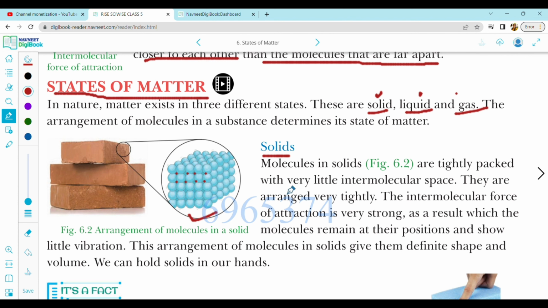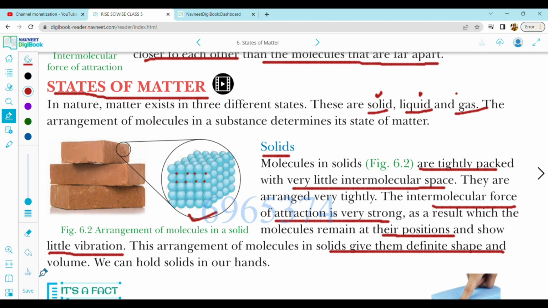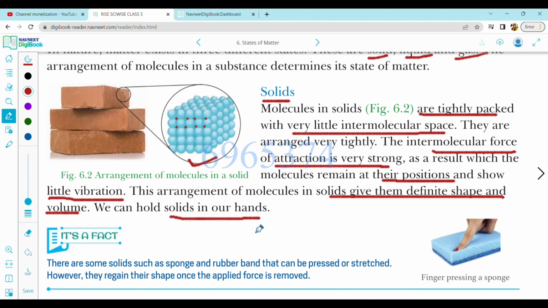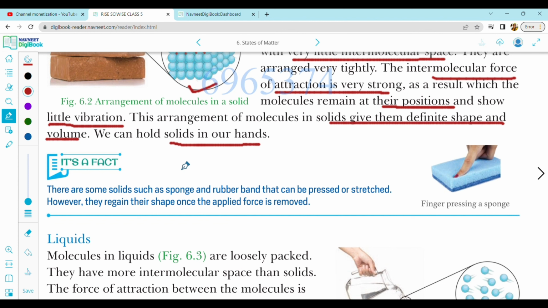ठीक है, see here, in solids molecules are tightly packed with very little intermolecular space and intermolecular force of attraction is very strong, which results in the fixed position of the molecules, right? And it has very little vibration. The arrangement of molecules in solids gives them a definite shape. Solids have definite shape and volume. Also we can hold solid material in our hand. Examples of solids are pen, book, etc.